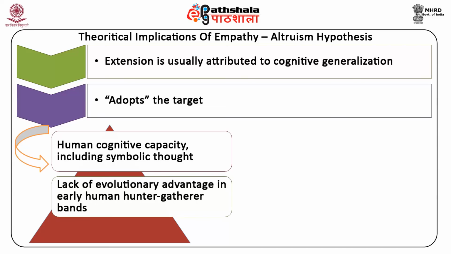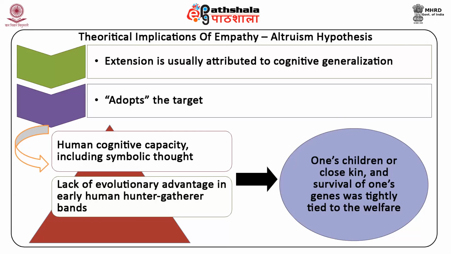B. Lack of evolutionary advantage in early human hunter-gatherer bands for strict limitation of empathic concern and parental nurturance to offspring. In these bands, those in need were often one's children or close kin, and survival of one's genes was tightly tied to the welfare even of those who were not close kin.